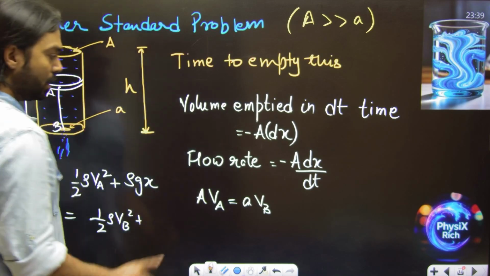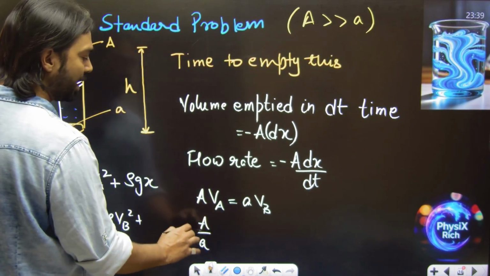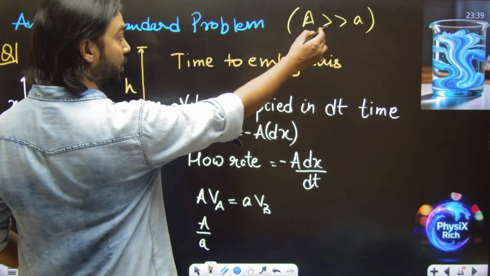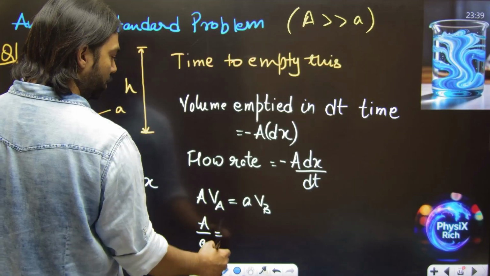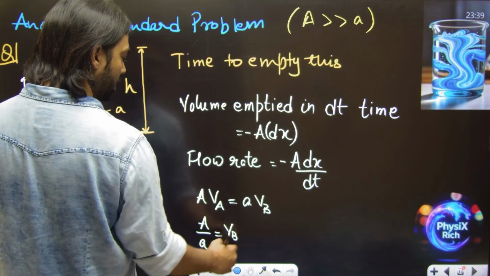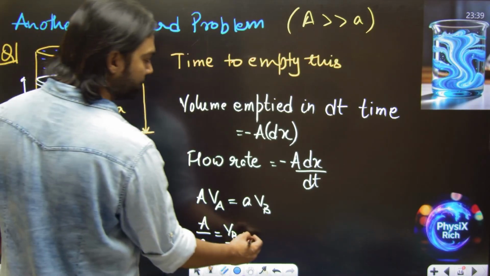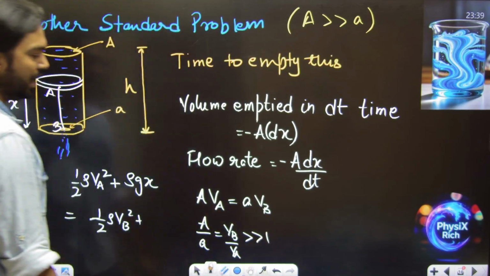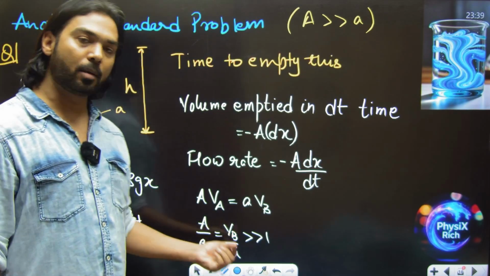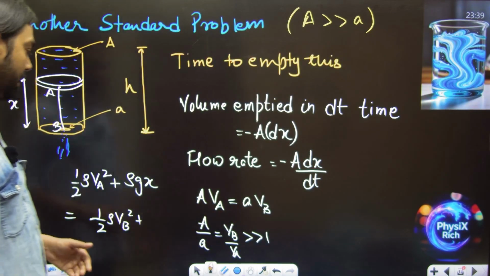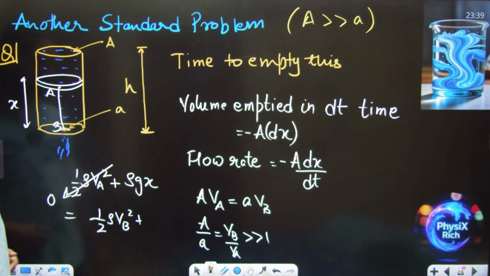Now, capital A upon small a is a very large number, as you can see over here, because capital A is much bigger than small a. And according to this, it should be VB upon VA. Now, this is a very large number compared to 1. So, can you say that VA is very small compared to VB? Yes, we can definitely say that, which means that even this term is now gone. Even this is 0.